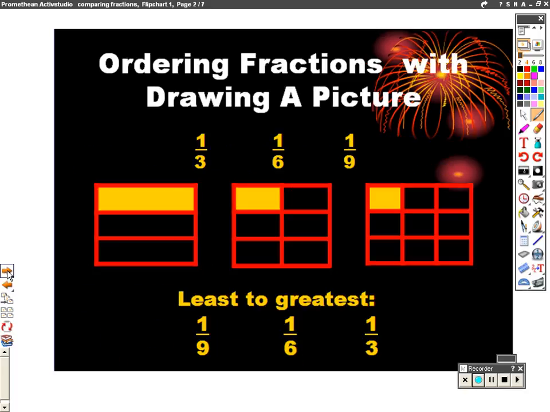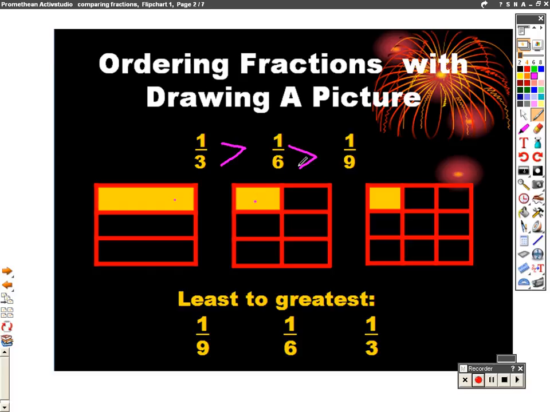Order fractions by drawing a picture. I have the fraction 1/3, which means one piece out of 3. 1/6 is one piece out of 6 pieces. 1/9 is one piece out of 9 pieces. If this were a sheet cake, which piece of cake would you want? I would want this one. It's the biggest one. 1/3 is bigger than the 1/6 piece, and the 1/6 piece is bigger than the 1/9.